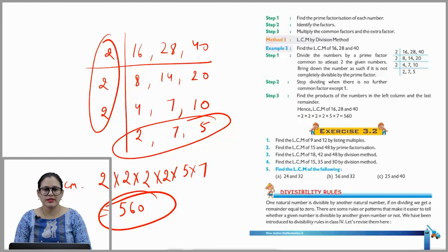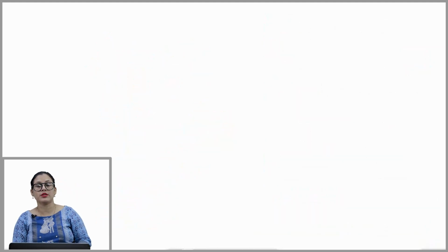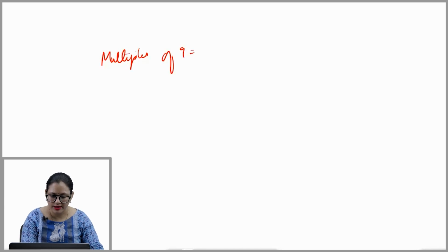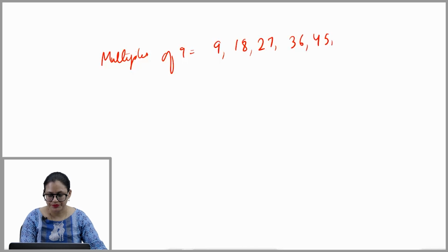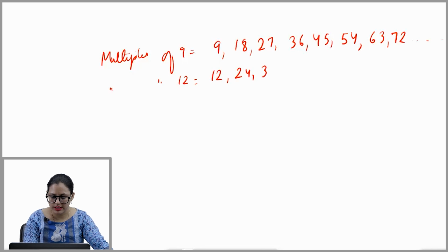Okay, now let's do exercise 3.2. Find the LCM of 9 and 12 by listing multiples. Okay, in this question we have to find out the LCM by listing multiples. So we will write multiples of 9: 9, 18, 27, 36, 45, 54, 63, 72, and so on. Okay, and multiples of 12: 12, 24, 36, 48, 60, 72, 84, and so on.